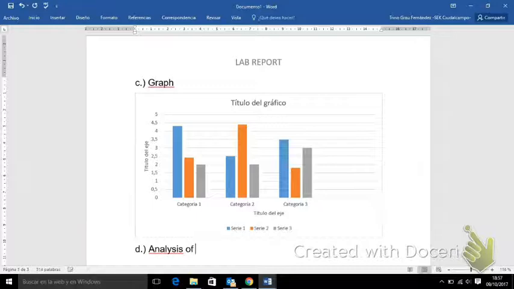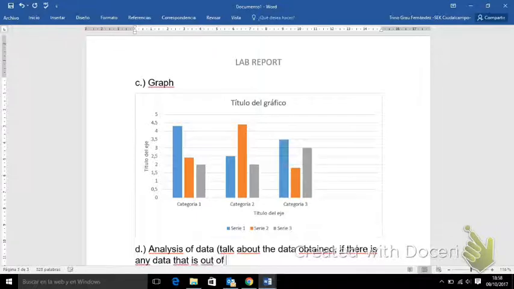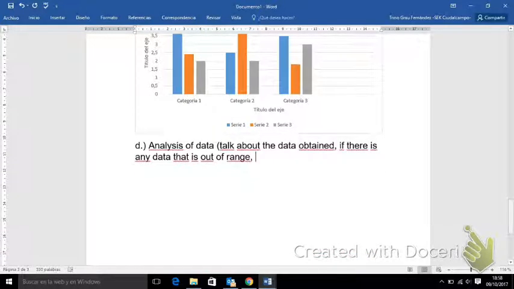Once you have the graph, you have to do the analysis of data. And here you need to talk about the data obtained, if there is any data that is out of range or strange, or a data that you think can be wrong for your experiment, and also talk about the trends and average of each material, in the data analysis.